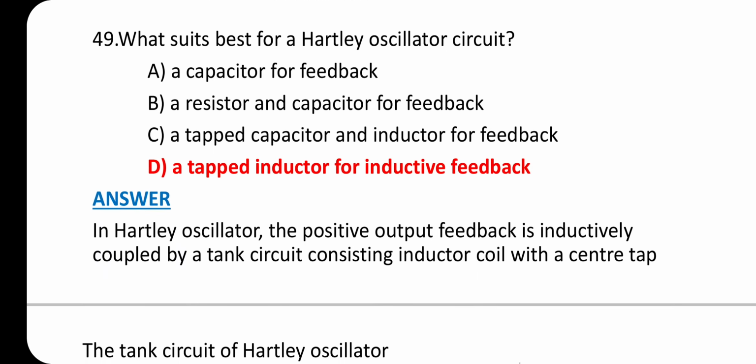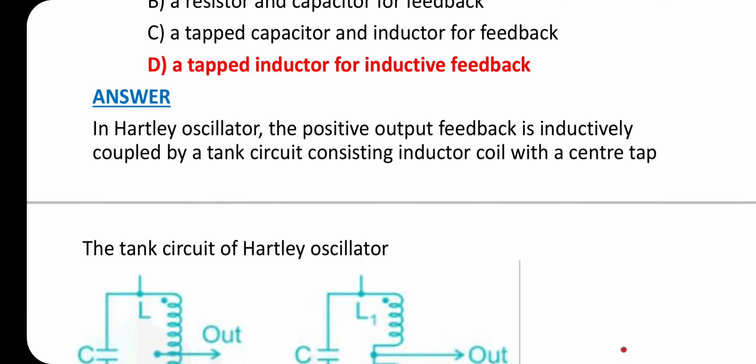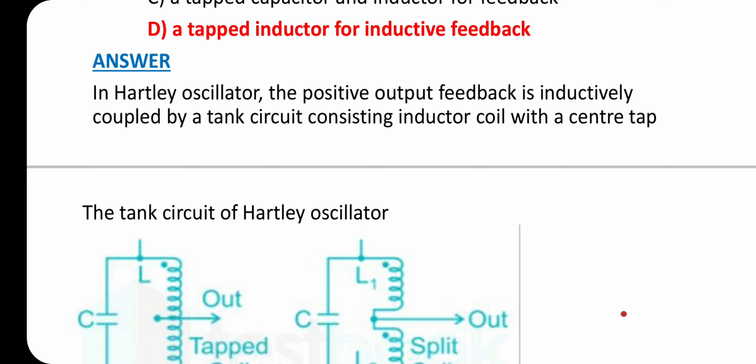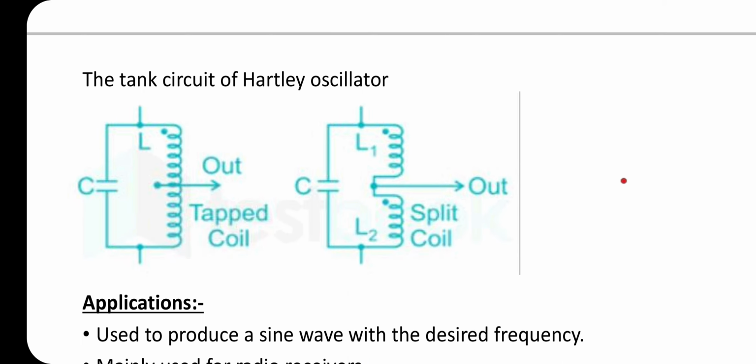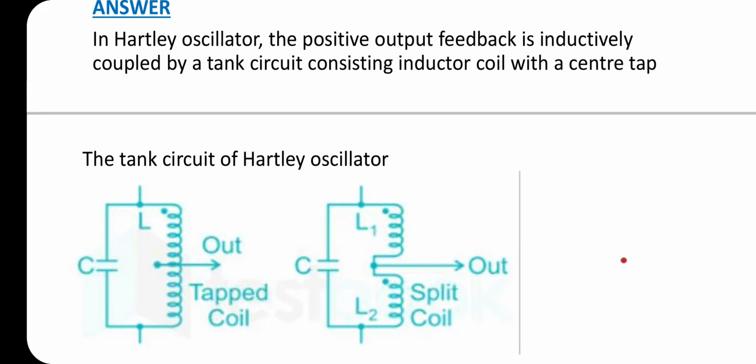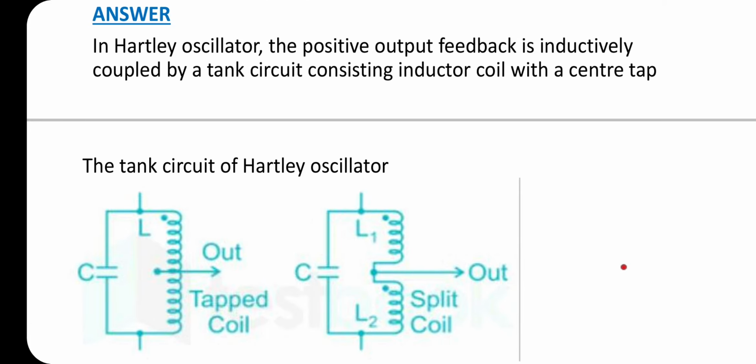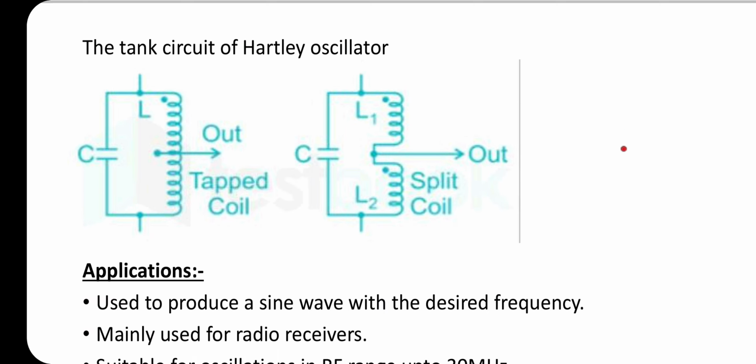Question number 49. What suits best for a Hartley oscillator circuit? Answer is option D, a tapped inductor for inductive feedback. In a Hartley oscillator, the positive output feedback is inductively coupled by a tank circuit consisting of an inductor coil with a center tap. The tank circuit of Hartley oscillator is shown here. In the feedback, the inductor is divided and separated with a coil at the center tap.